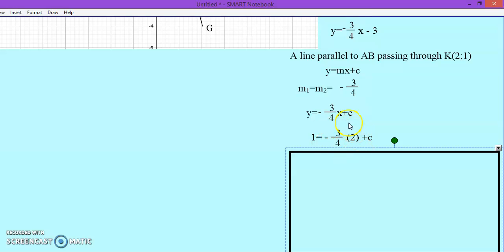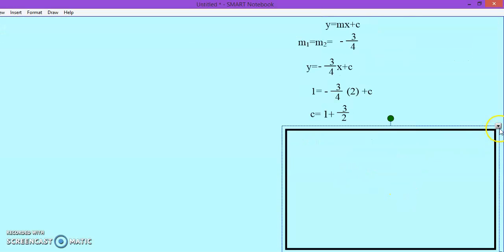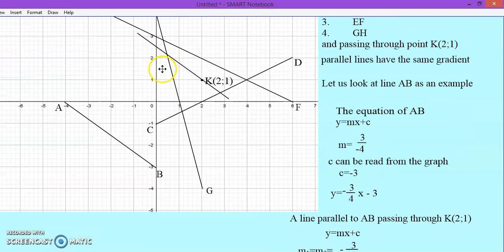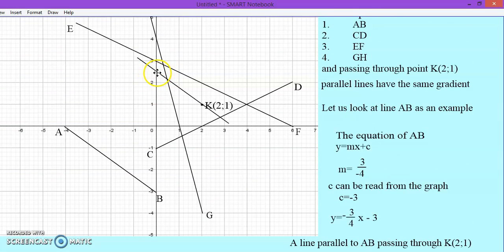So this will give me negative 3 over 2. I need to add 3 over 2, and I've got to add 3 over 2 on the other side too. And I get an answer of 1 plus 1.5 is 2.5. So my equation is y equals negative 3 over 4 x, because the gradient is the same, and it will pass through 2.5 on the y-axis. And if I look at the line, I can see, oh, it looks like it could be 2.5. So that is then a legitimate answer for me for the line parallel to AB.